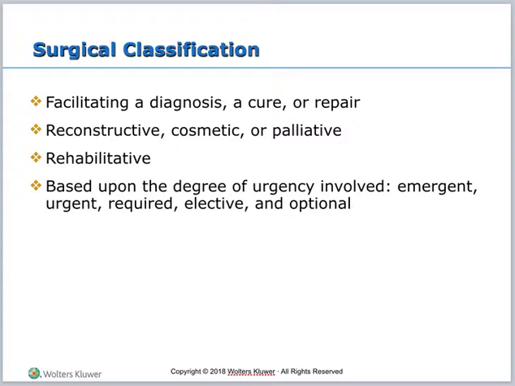An example of an emergent surgical procedure would be to repair a perforated ulcer. An urgent one would be maybe a fracture. Required would be maybe they're going to remove a slow growing tumor. An elective could be something like a breast augmentation or breast reduction.